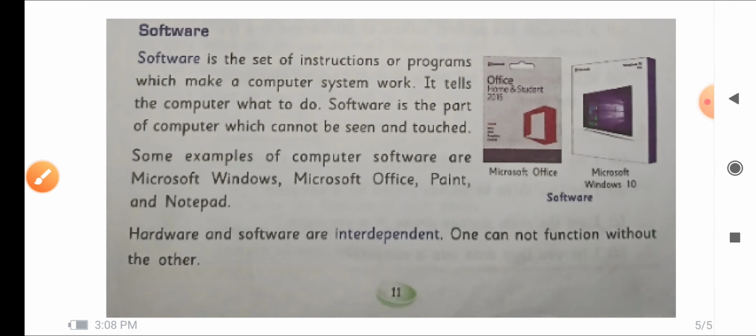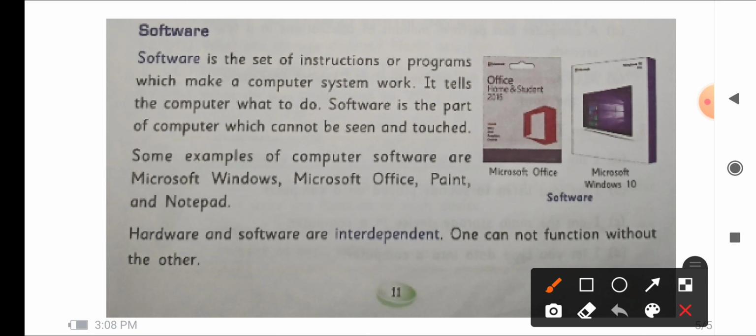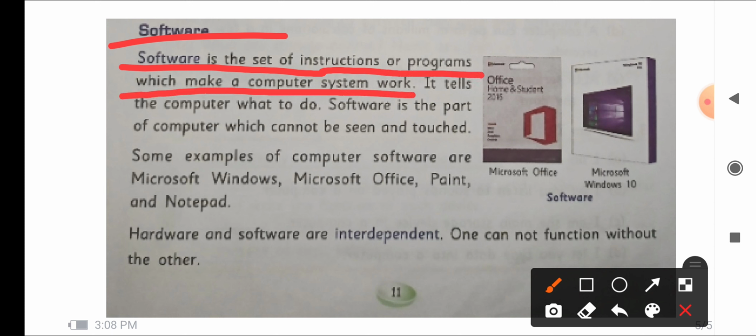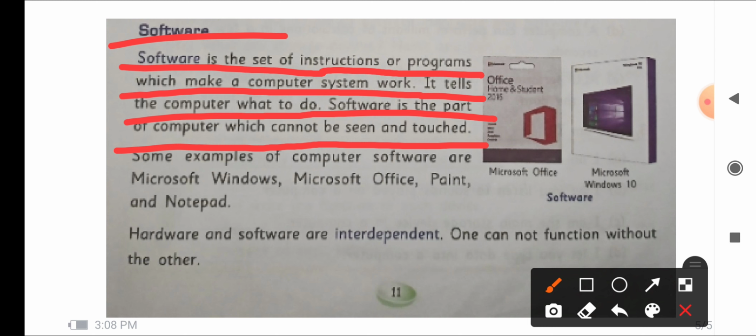Now let's move to our next topic, that is software. As I told you, a computer system is the combination of two things, one is hardware and another one is software. So let us see what is software. Software is the set of instructions or programs which make a computer system work. It tells the computer what to do. Software is the part of a computer which cannot be seen or touched.